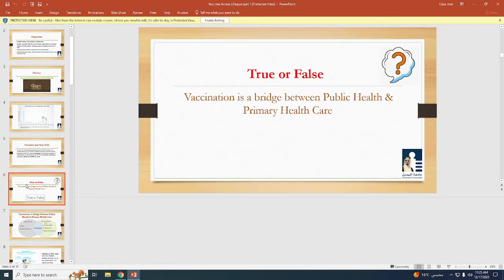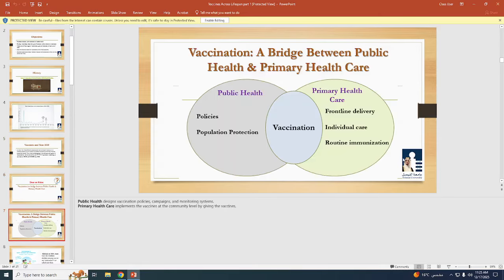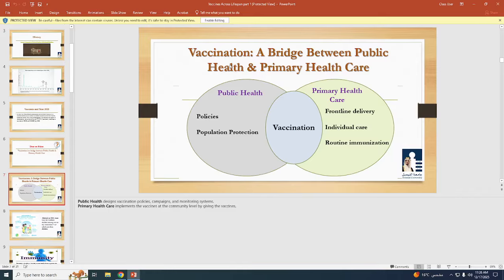Oh, yeah. Now, this is very important. Extremely important. What is public health? What is primary health care regarding vaccination? What does each one of them do? Okay, this is very important. You might have a picture of this, and you need to know what is the role of primary health care in vaccination? What is the role of public health in vaccination?